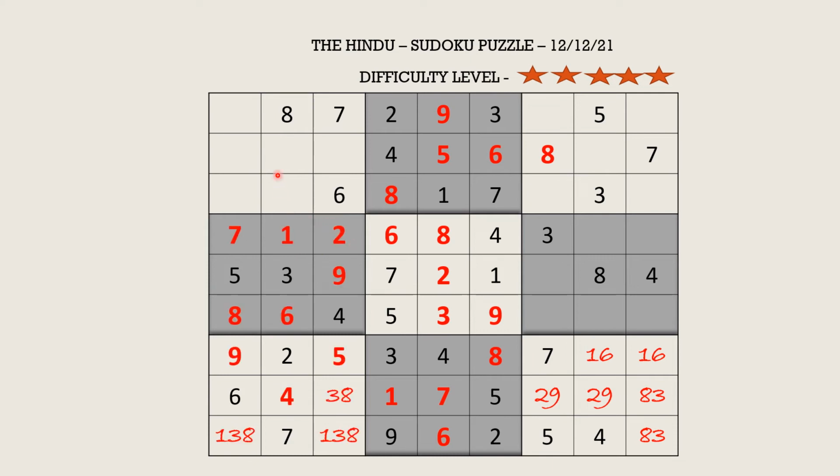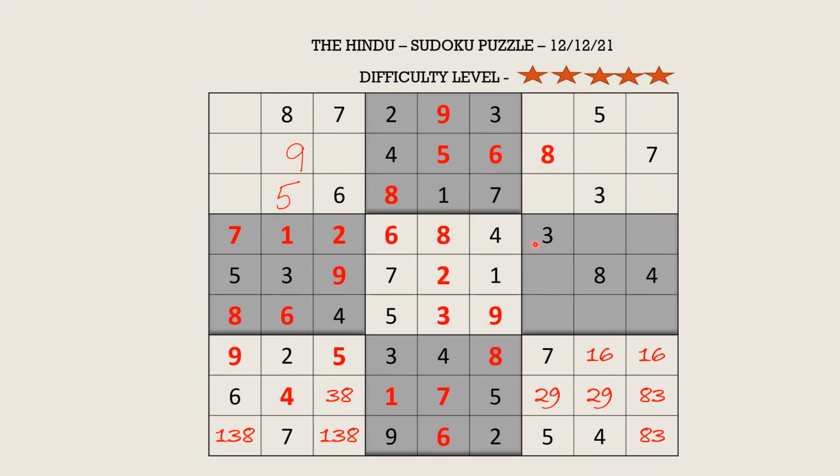Okay, moving to this block now. We have a 5 blocking here and a 5 blocking here. So this becomes 5. We have a 9 blocking here and a 9 blocking here and a 9 from here. So this cell takes 9. This cell takes 9. Fine.